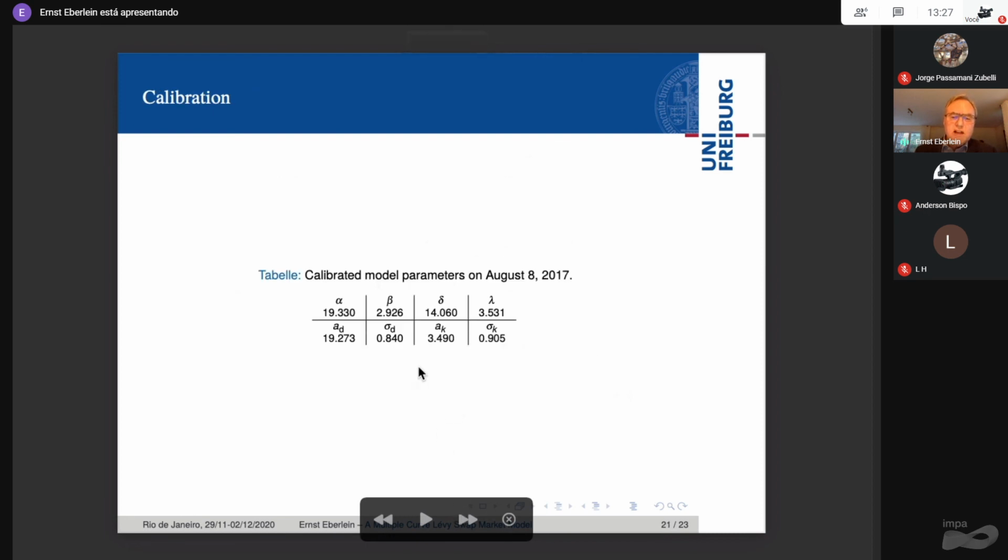Here is the result of the calibration exercise. These are the four parameters of the generalized hyperbolic Lévy motion, which drives the whole construction. The fifth parameter, the mu, does not play any role for the valuation formula. And here are the parameters for the Vasicek volatility functions, which go in.